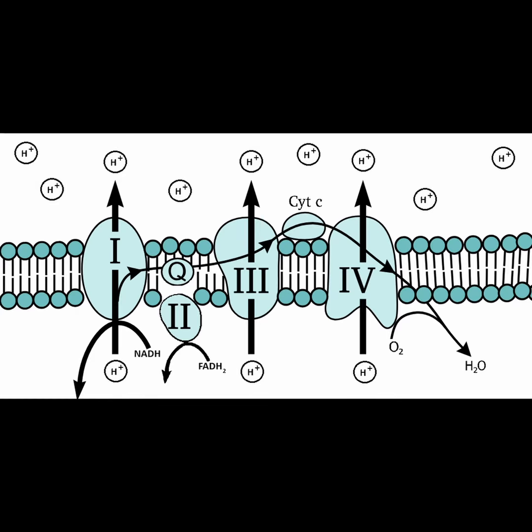The last stage of the ETC is the delivery of the electron to complex 4 from the cytochrome C protein. Once again, complex 4 will use the electron energy to pump more protons into the intermembrane space. The last place for the electron to go is into an O2 oxygen molecule receptor in the mitochondrial cell matrix.